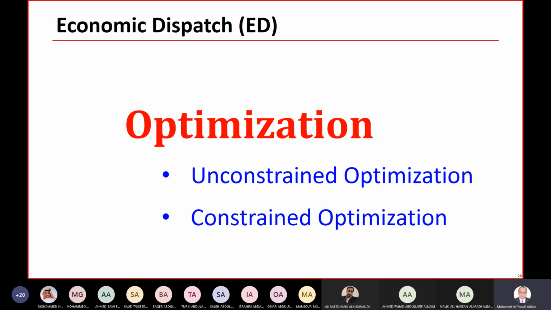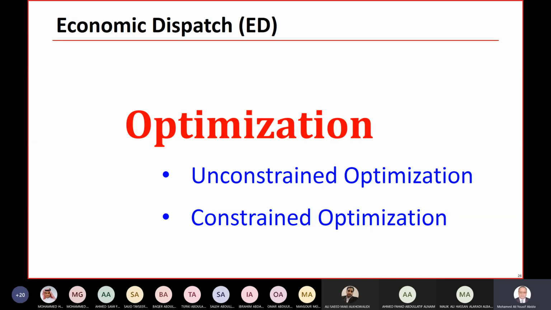Okay, in order to solve this problem, we need to give you a brief introduction about optimization. We have two types of optimization: unconstrained, where you have only the objective function and there are no constraints, and constrained. If you have constraints, how do you handle them? If you have equality constraints, how to handle this? If you have inequality constraints, how to handle such constraints?